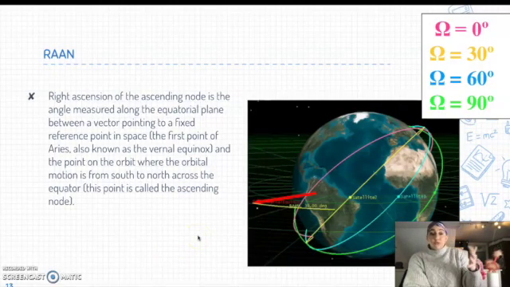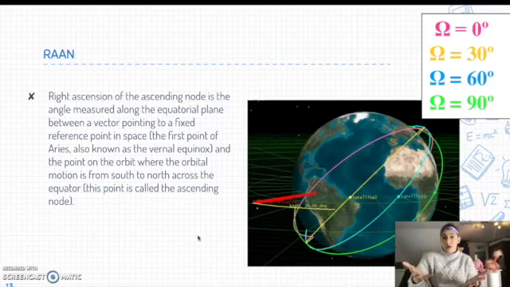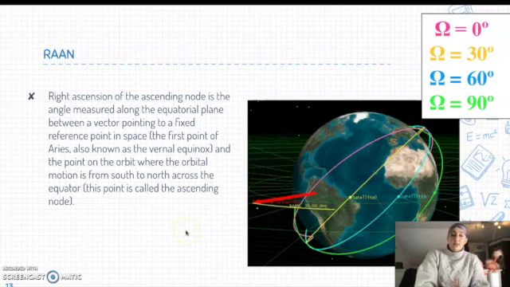So if we look at the RAAN, the right ascension of the ascending node, that is actually the angle that's measured along the equatorial plane between a vector pointing to a fixed reference point in space, the first point of Aries, also known as the vernal equinox, and the first point of the orbit where the orbital motion is from south to north across the equator. So you can see where those are represented in the diagram. And then this point is called the ascending node. So here for these orbits, you can see that the pink or purple orbit has a 0 degree RAAN. The yellow one has 30 degrees of RAAN. The blue is 60 degrees and green is 90.